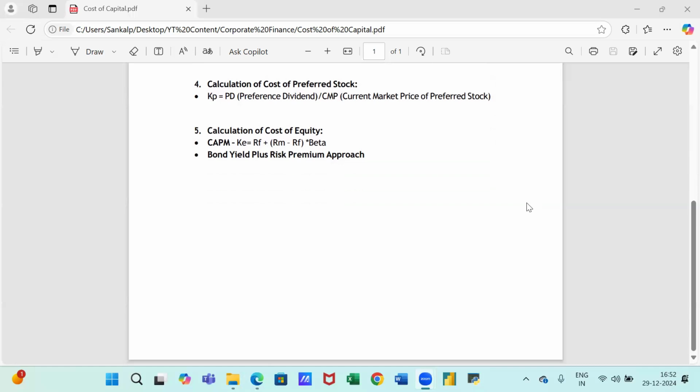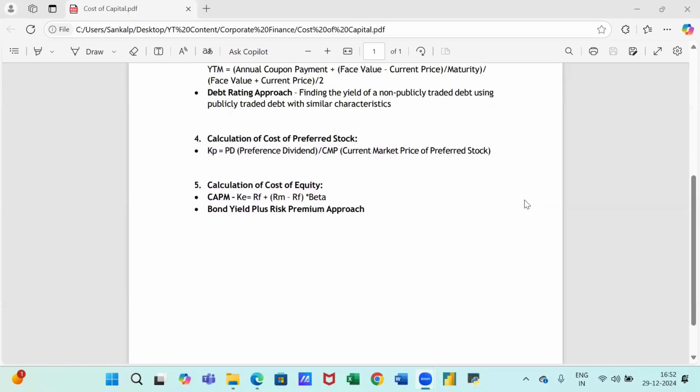And finally, we have the calculation of cost of equity, for which we have two ways. First is your CAPM, that is the capital asset pricing model, where KE, that is cost of equity, is equal to RF, the risk-free rate, plus RM minus RF, where RM is the market return, multiplied by beta. So beta is nothing but a sensitivity measure. It tells us how sensitive our stock prices are with respect to the market.